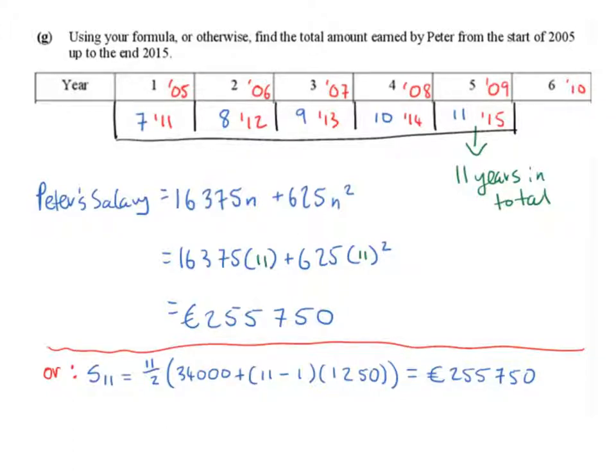Now alternatively, let's say we hadn't been able to figure out this formula. What we could do is work out S11. So we could go back to our original sum of series formula, so our Sn formula, and we swap the a for 34,000. We swap the d for 1,250, and we can sub in 11 in place of both n's, and it will still give us the same answer.